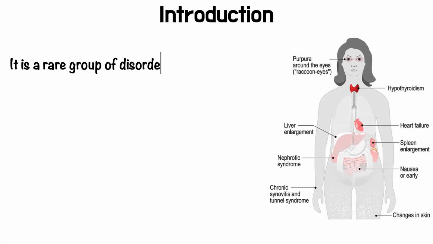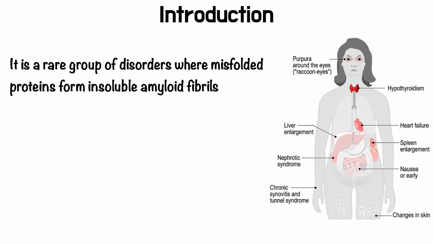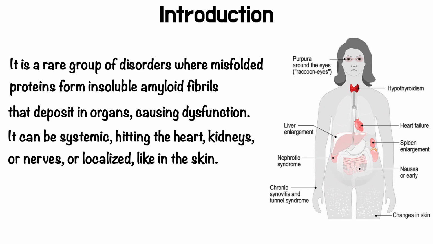These are actually a rare group of disorders where misfolded proteins form insoluble amyloid fibrils, and these deposit in different organs causing dysfunction. They can deposit in the eyes, manifesting as raccoon eyes, in the thyroid gland causing hypothyroidism, and in the heart causing heart failure or congestive heart failure, right? So splenomegaly, hepatomegaly, and in kidneys it can manifest as nephrotic syndrome. In joints it can manifest as chronic synovitis or carpal tunnel syndrome, right? It also causes changes in the skin. So this is actually what amyloidosis is.